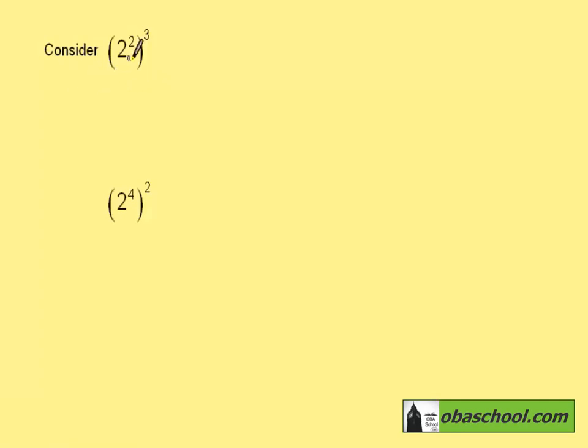Consider 2 squared cubed. That would mean 2 squared multiplied by 2 squared multiplied by 2 squared. But each 2 squared is 2 times 2. So we have 2 times 2 times 2 times 2 times 2 times 2. With 6 2's in a row, this is 2 to the power 6.